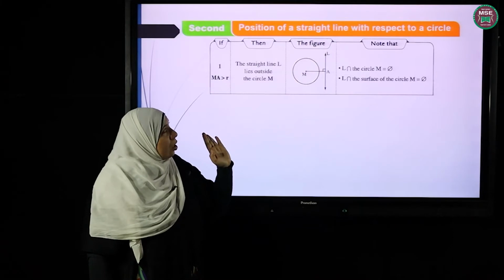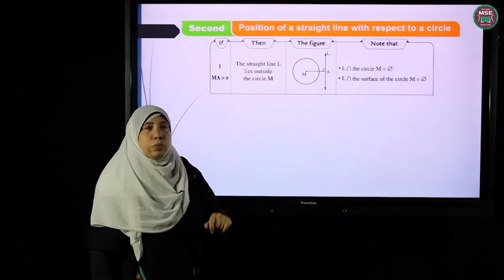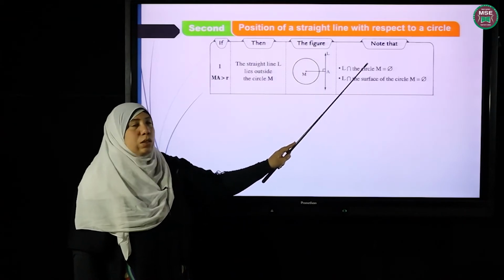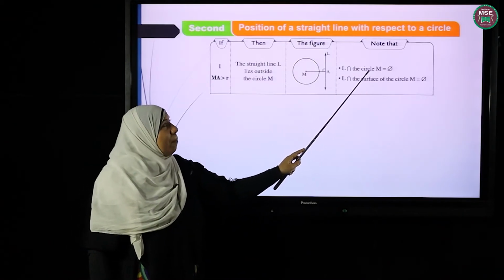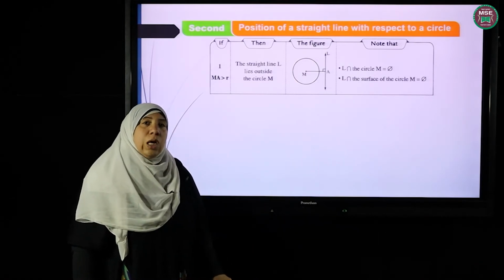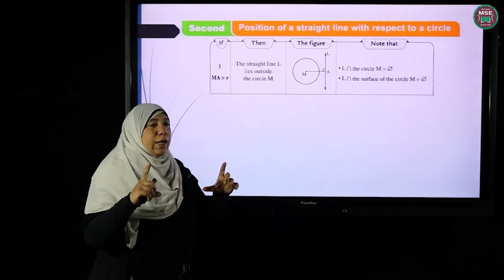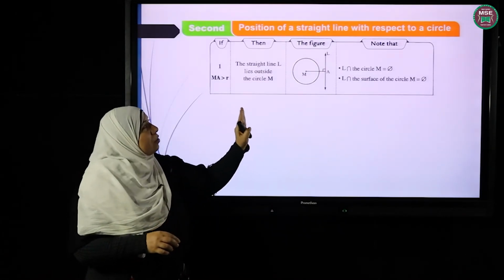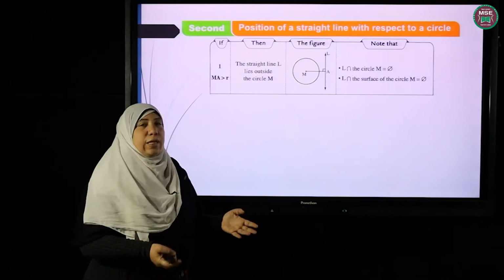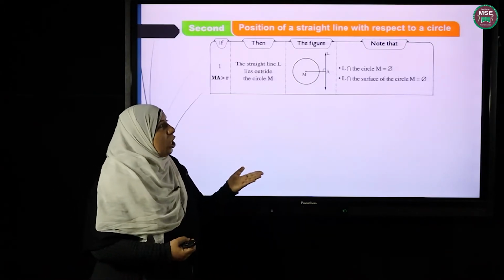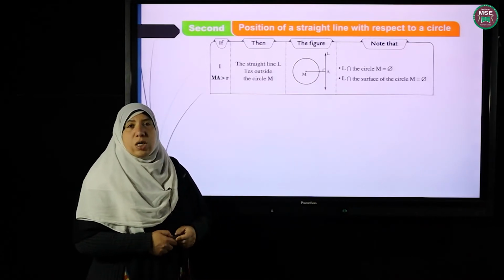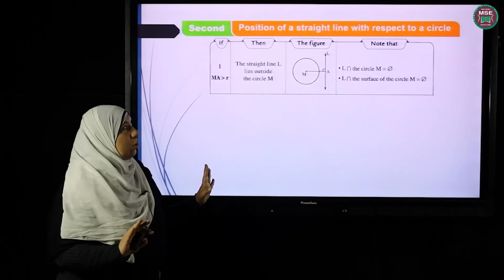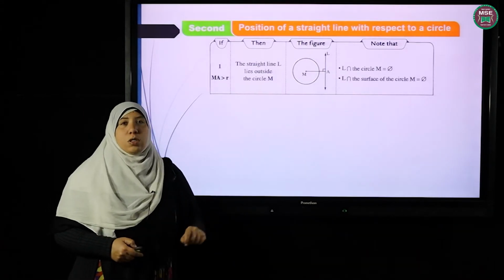And I have two remarks. Here, I want to understand what this means: L intersect the circle M equals phi. I want the intersection between the straight line and the circle, or the line of the circle. The straight line here is far from the circle, so the intersection with the circle and with the surface of the circle is empty. The line doesn't touch or intersect any point of the circle.